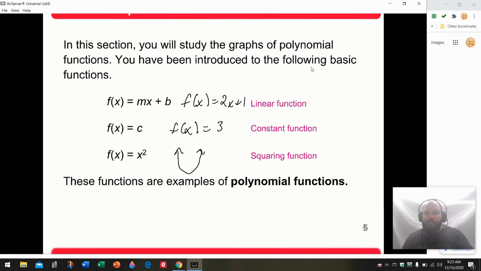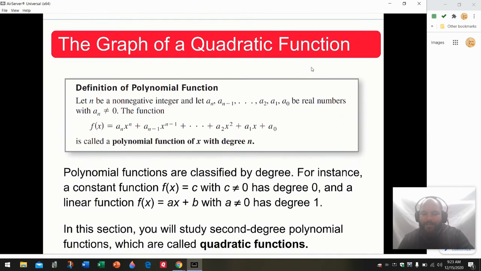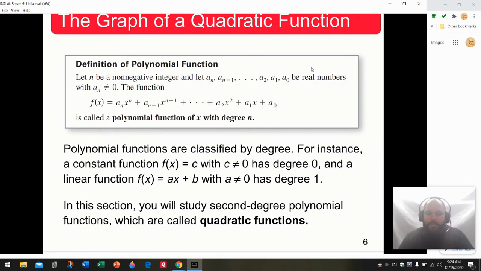Any function, all of these, including the linear, constant, and quadratic, and even higher order, so cubic, quartic, quintic, all the way, fifth degree, sixth degree, seventh degree, they're all called polynomial functions. So polynomial functions is a generic term for any function that we're going to be looking at.